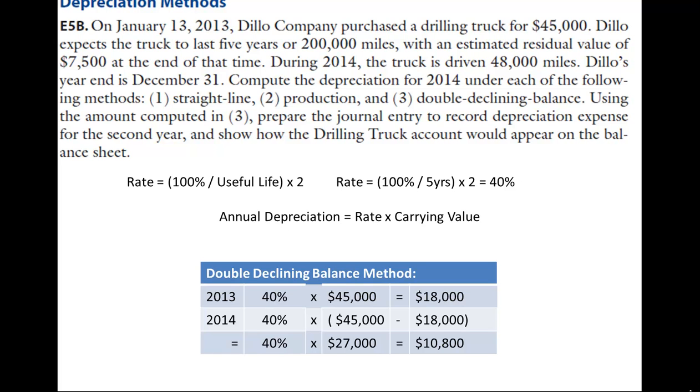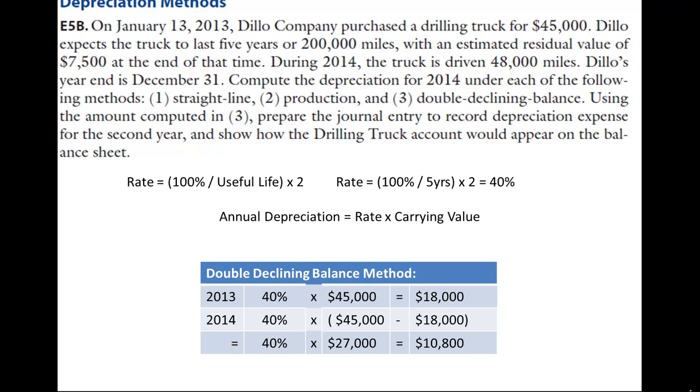And you may be curious what has happened to our $7,500 residual value. The residual value in this method, unlike in the first two methods, is accounted for in the last year of use. So for 2013, our annual depreciation will be $18,000. 40% of $45,000 is $18,000.